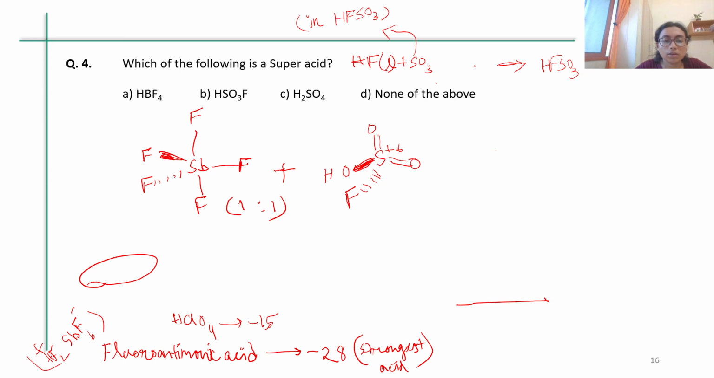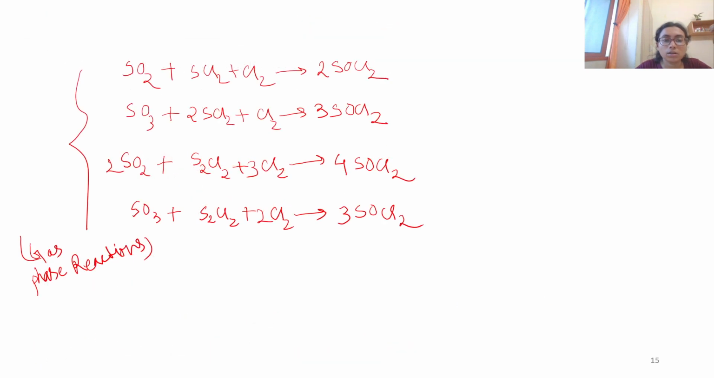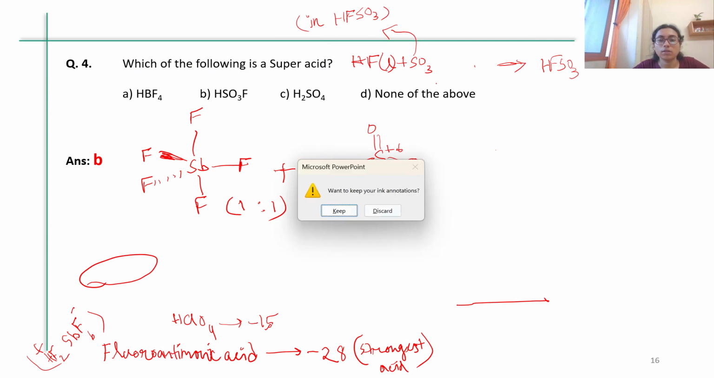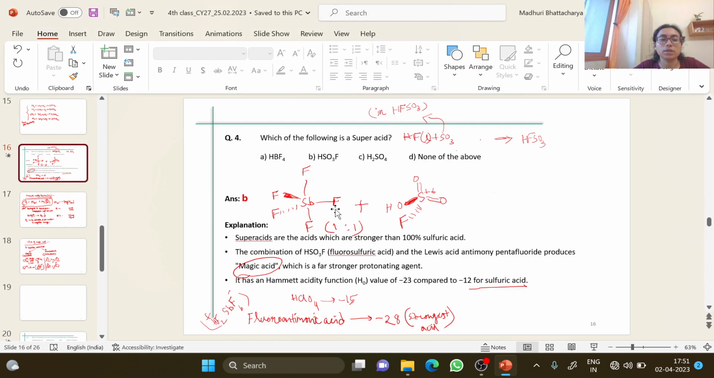Fluoroantimonic acid and SbF5, right? Fluoroantimonic acid is fluorosulfonic acid and antimony pentafluoride.